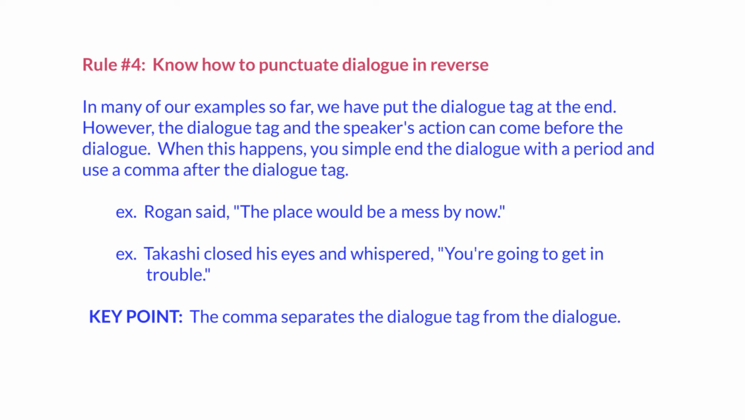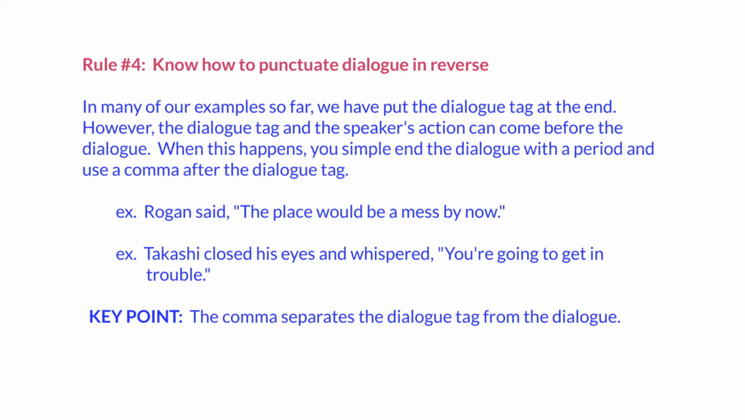Rule number 4, know how to punctuate dialogue in reverse. In many of our examples so far, we put the dialogue tag at the end. And typically when students write a story, this is how they will usually do it. However, the dialogue tag and the speaker's actions can come before the dialogue. And when this happens, you simply end the dialogue with a period and use a comma after the dialogue tag.